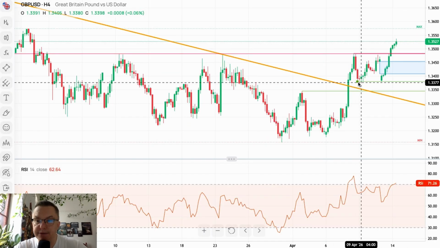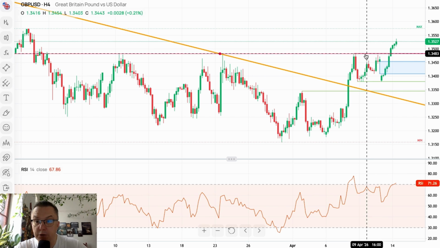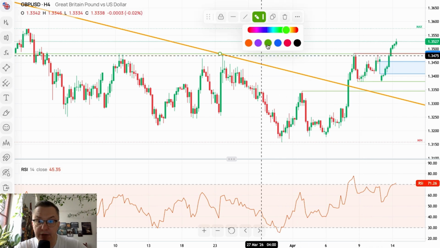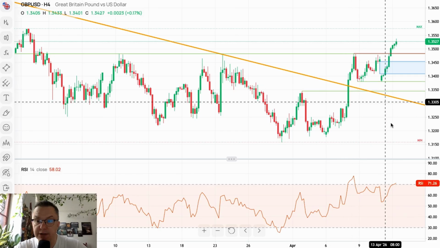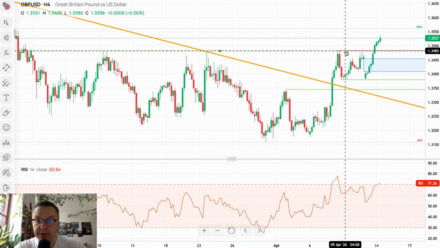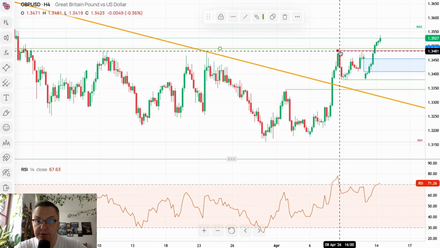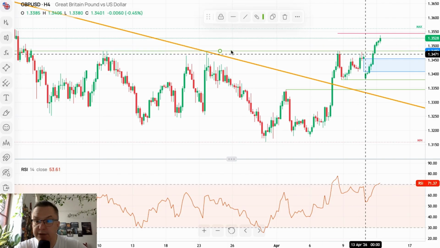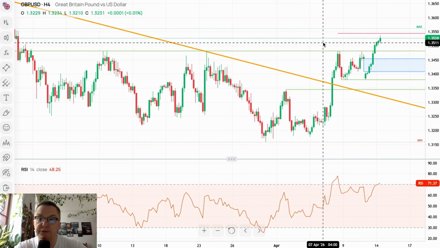Cable, the same situation. Gap is covered. We broke above the technical resistance. Now it's going to be a technical support. After the breakout above the trend line, the orange one, the movement to the upside has accelerated. Let me just move this one. There you go, because it's quite interesting. So now we have the technical support at 1.3483.